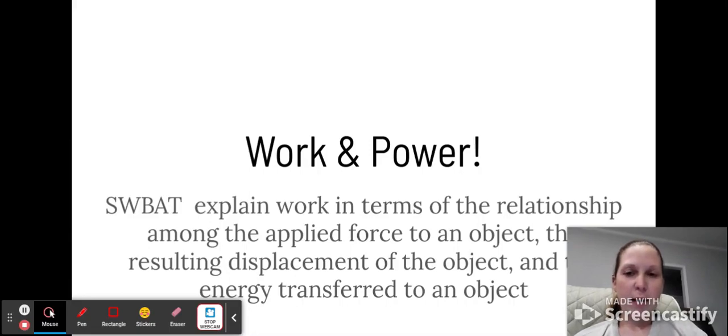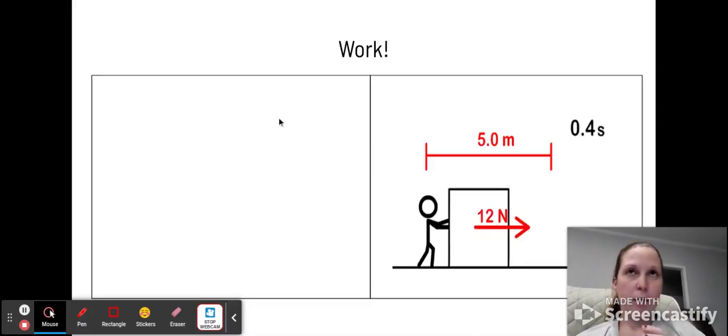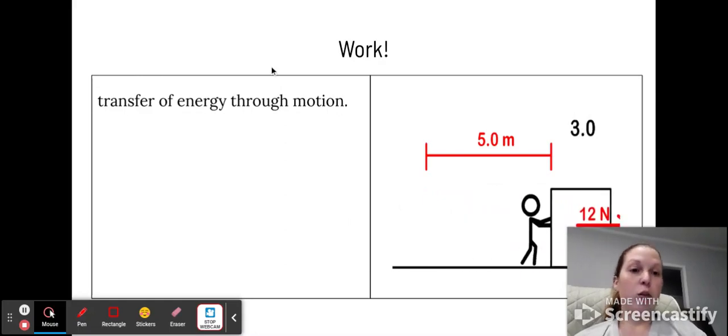And by the end of this lesson, you should be able to explain work in terms of the relationship between applied force on an object, the displacement of that object, and the energy transferred to the object. So it could be any of those components. So first, let's make sure we understand what work is. Work is the transfer of energy through motion.